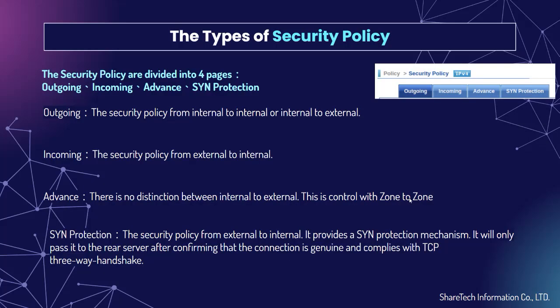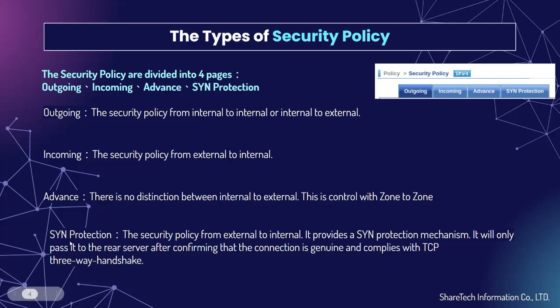The security policy is divided into 4 pages. The picture on the right is the actual screen. The outgoing is the security policy from internal to internal or internal to external. The incoming is the security policy from external to internal. The advance makes no distinction between internal and external. This is controlled with zone to zone.